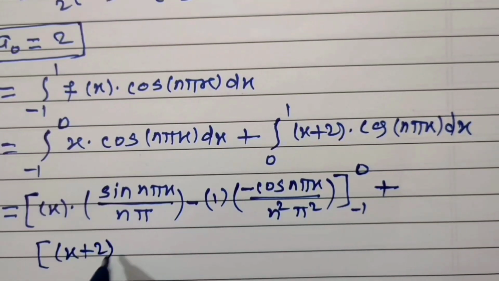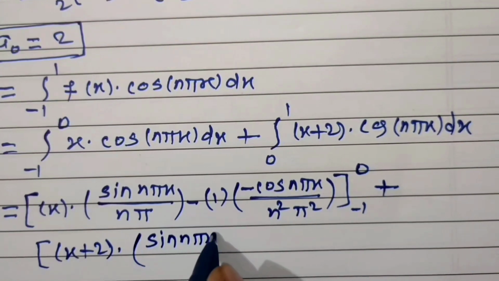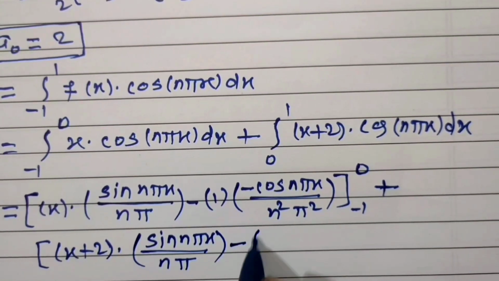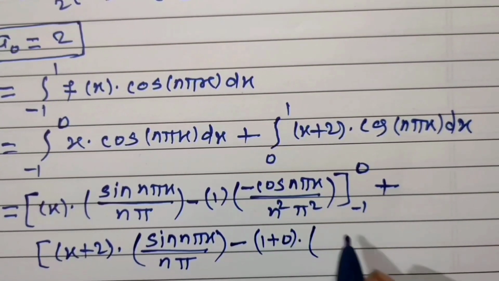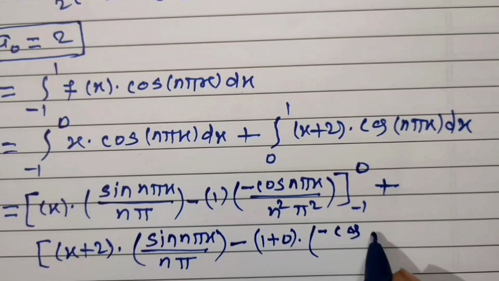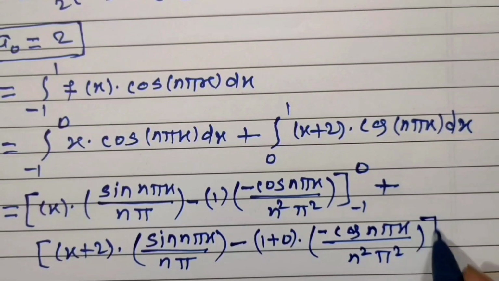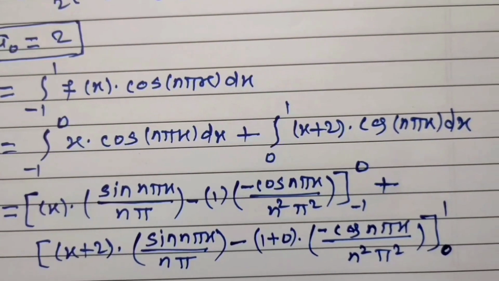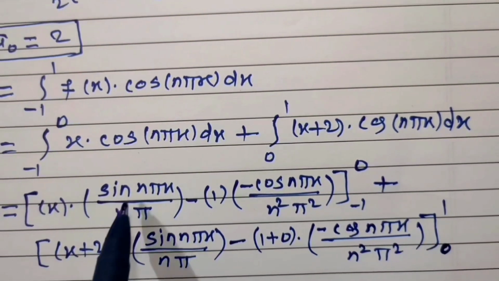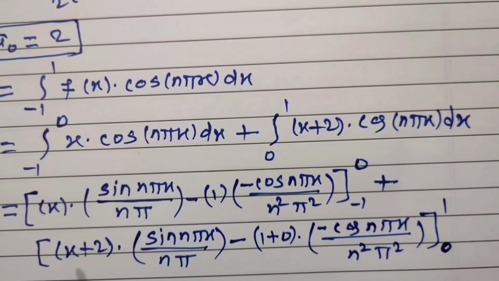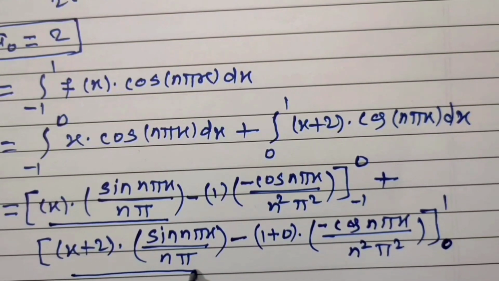First function as it is, integral of second function, same like this. So sine of n pi x divided by n pi minus derivative of x plus 2 with respect to x, that is 1 plus 0, and this bracket as it is you can put here, minus of cos of n pi x divided by n square pi square, bracket close, and limits from 0 to 1. If we substitute x is equal to 0, x is equal to -1, or x is equal to 1 in the sine function, it becomes 0. Okay, so eliminate this term which contains sine function, eliminate this term which contains sine function.